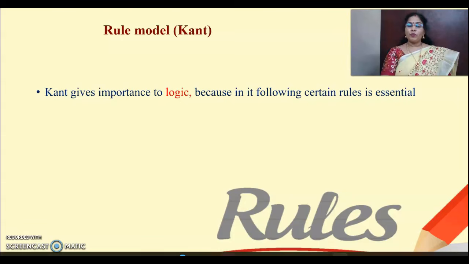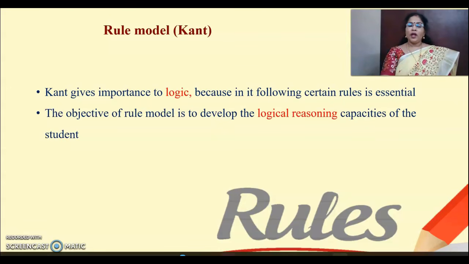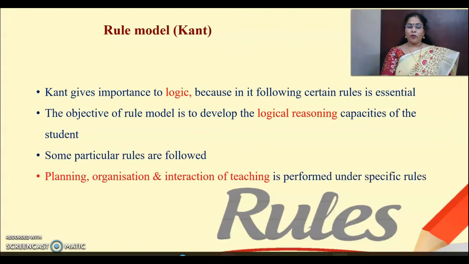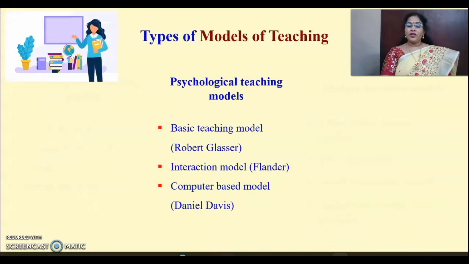Kant proposed the rules model with regard to teaching models. Kant gives importance to logic because it follows certain rules and regulations. Teaching should be done by following certain rules and regulations. The objective of the rule model is to develop the logical reasoning capacities of the student. Some particular rules are to be followed. For example, before teaching, we need to plan, then organize all the teaching learning methodology, then start with an interaction of teaching, then perform the students' learning. And after teaching, we need to follow an assessment technology.